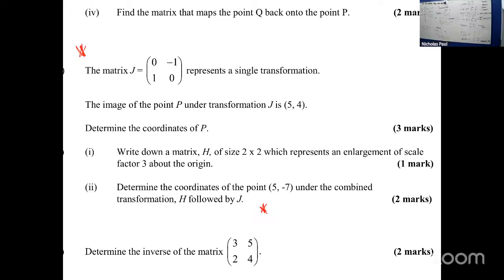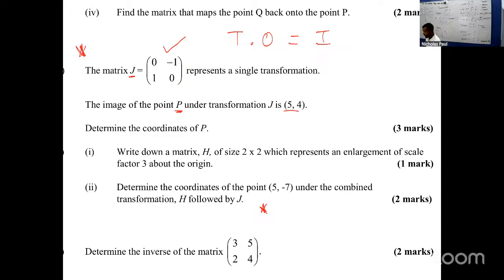Right, I see a little mistake here. I saw somebody else do it as well. What did they give here? They gave it J, right? J is the transformation matrix. So remember, it's always the transformation matrix times the object that gives you the image.